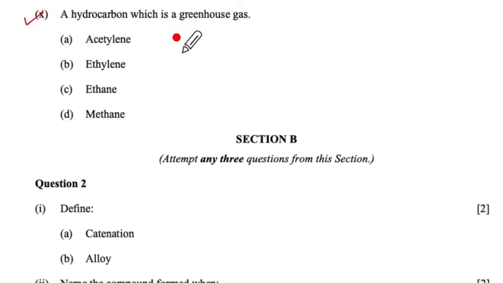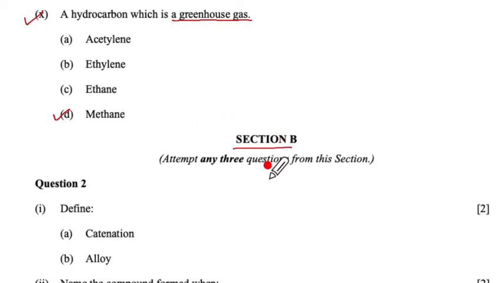Now we come to the last subpart of question 1, which is of 10 marks: the hydrocarbon which is a greenhouse gas. This is very simple. It is methane, and all of you know this. Ever since the 6th, 7th standard, you have been studying about the greenhouse gases. So that finishes our section A.